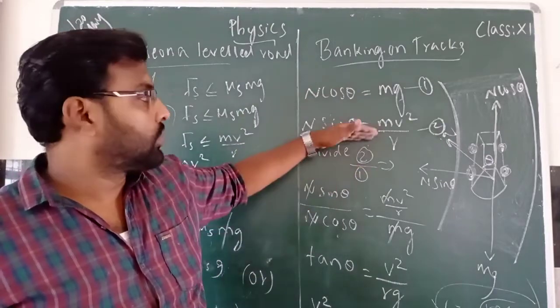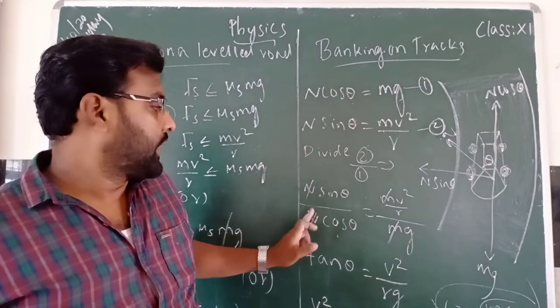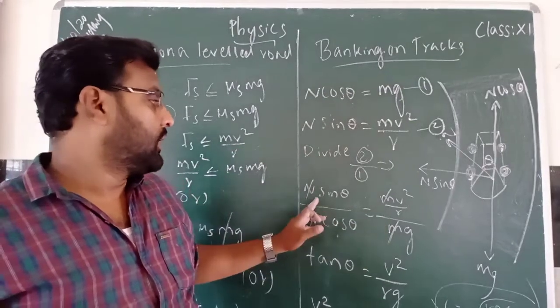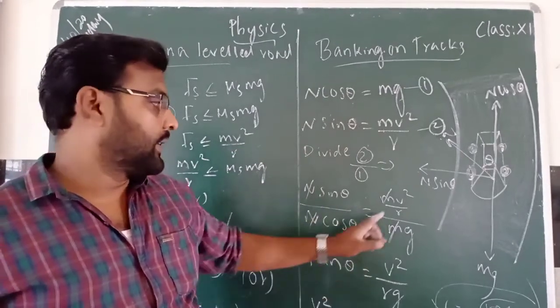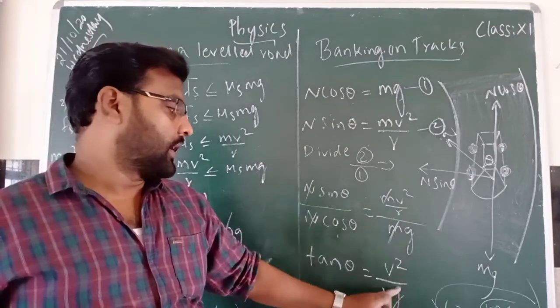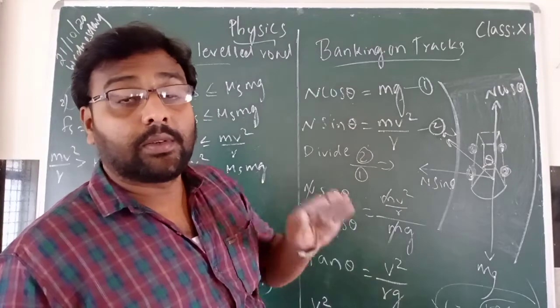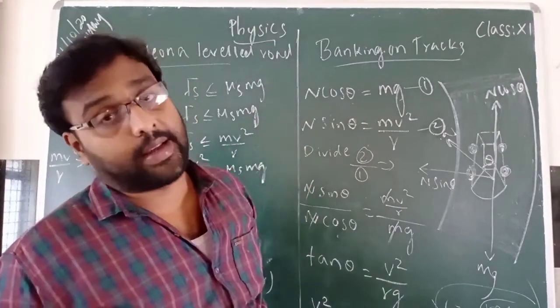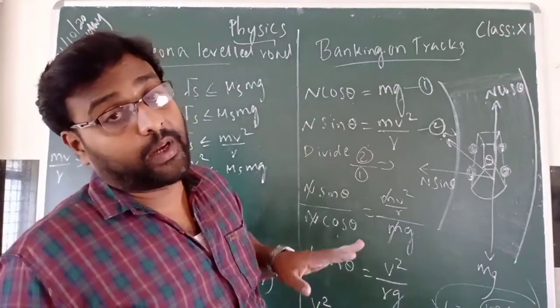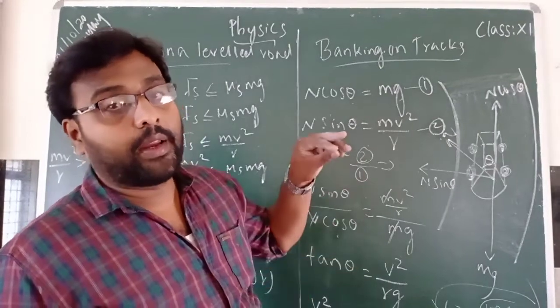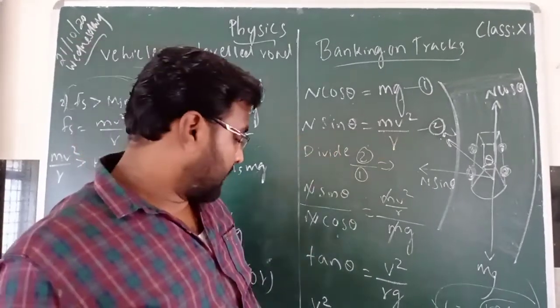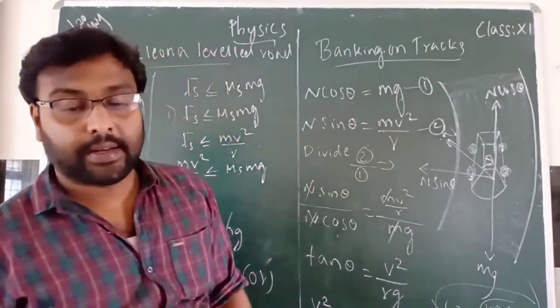Then divide equation 2 by 1. When we divide, m and m cancel. So sin theta by cos theta is tan theta, and v square by r g will come here. Then we can calculate the speed we can use on that track, how much speed you have to travel on that track. That is root of r g tan theta.